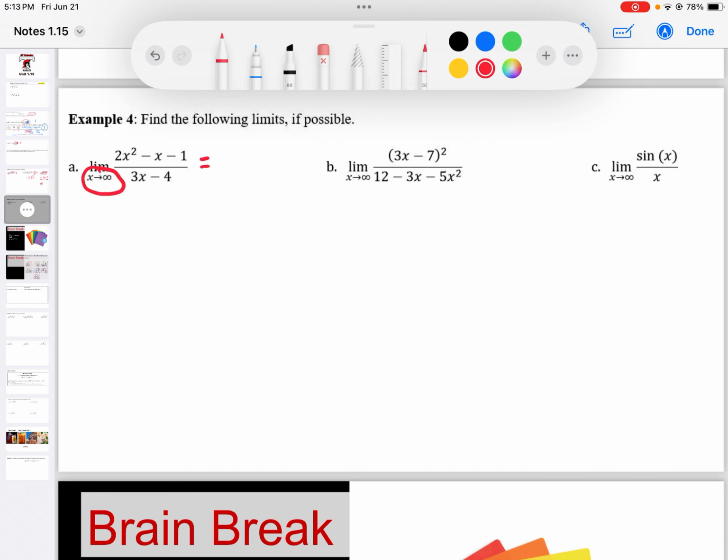So this one, I'm going to look at, well, limit as x approaches infinity. The biggest degree is on top. If the biggest degree is on top, then the horizontal asymptote, you could say is like infinity. But that's not going to be a thing, so we're just going to say there is no horizontal asymptote.